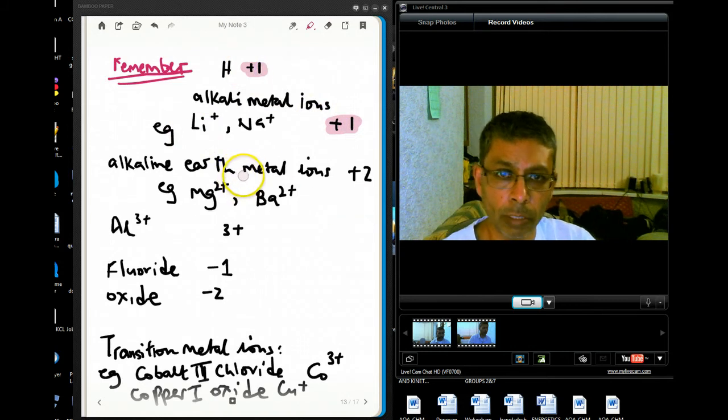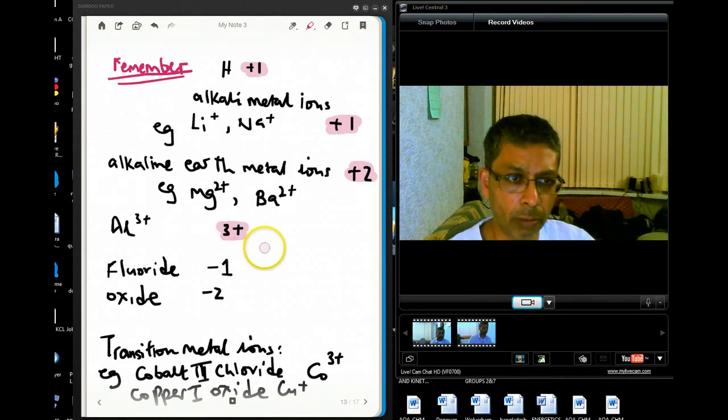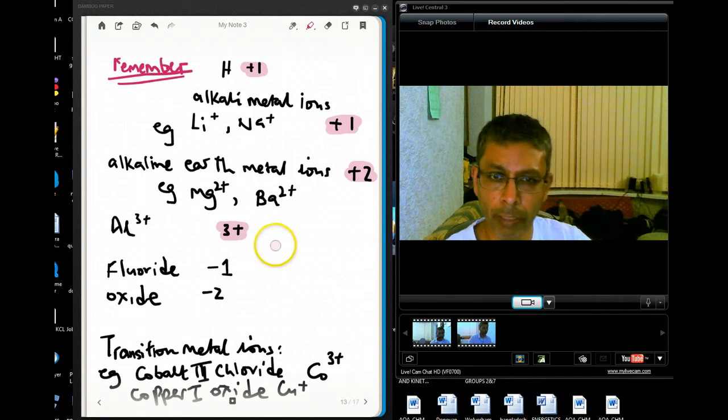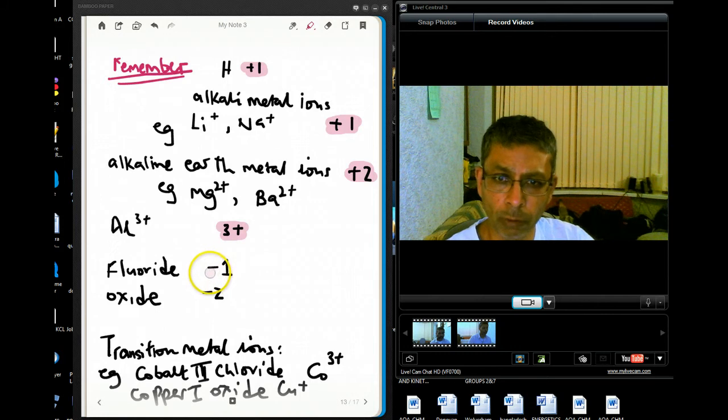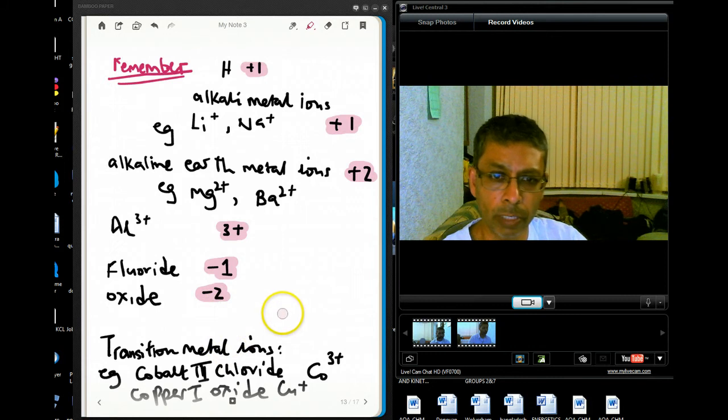Alkaline earth metals, that's group 2. Their ions are always going to be +2. So for example, magnesium 2+, barium 2+. Aluminium in group 3 will always be +3. Group 4 we ignore because there's a combination of metals and non-metals. We'll look at them as we get them in the question. Okay, now we go to non-metals. If it's fluoride ions, they will always be -1. Oxide ions, -2, etc. And then the rest of them you can work out. And we'll have a look at some examples to see how that's done.